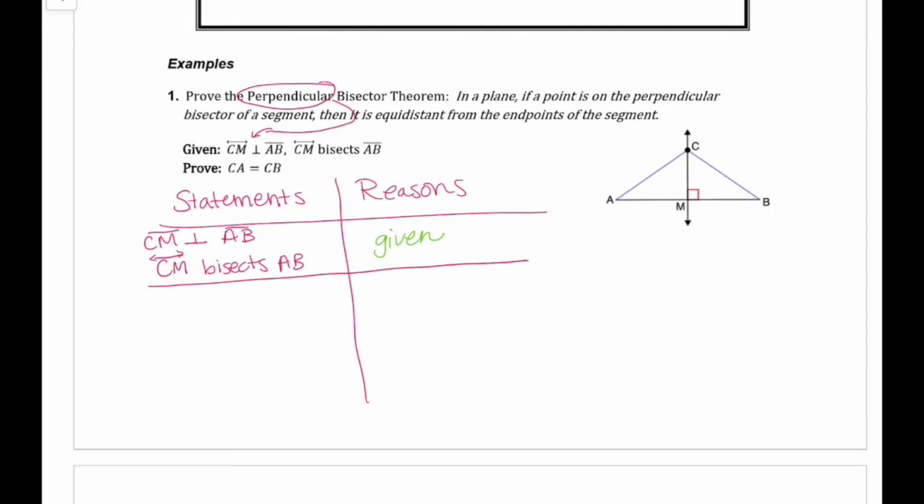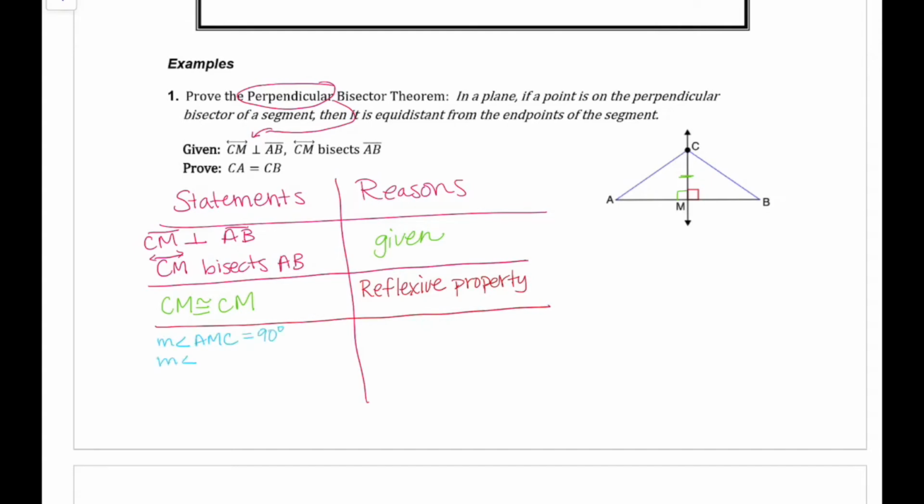Now we have this line right in the middle, the perpendicular bisector. It cuts a big triangle into two smaller triangles. So we have CM is going to be congruent to CM because of the reflexive property. Now, as you can see, we are just going to be proving these two triangles are the same so that we can show CA is congruent to CB.